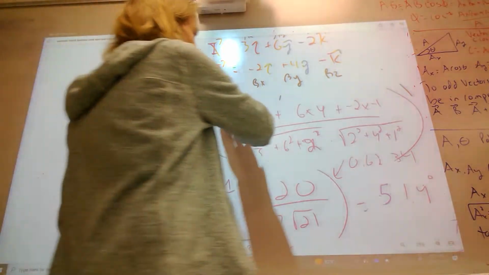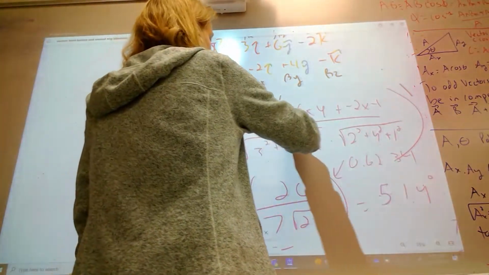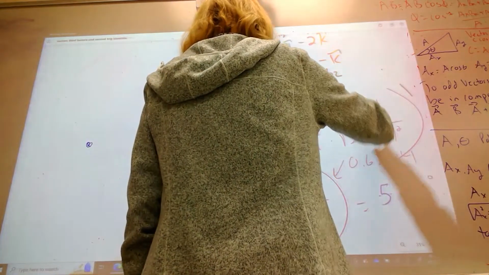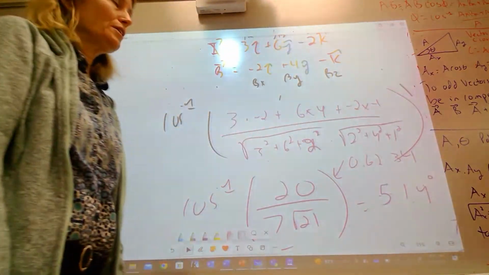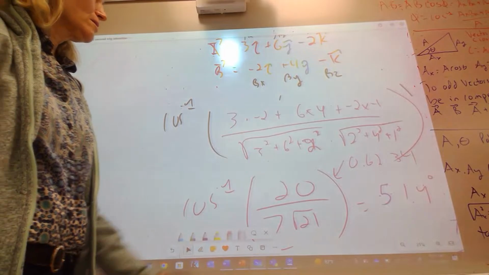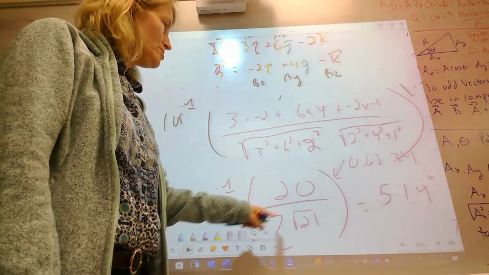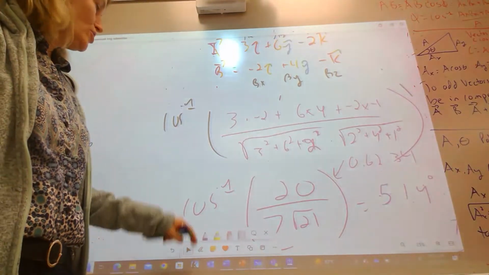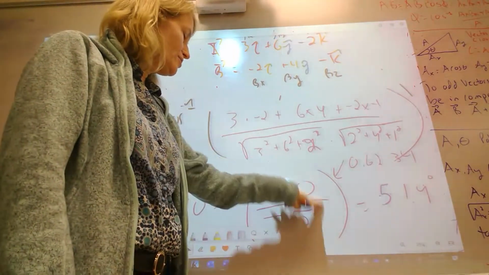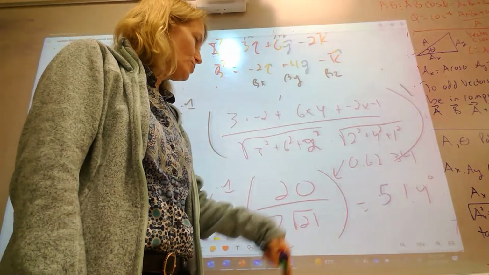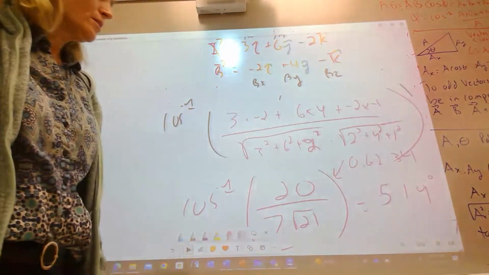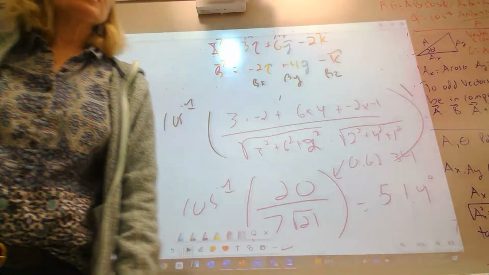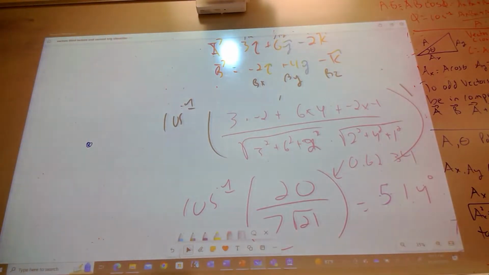So your whole dot product in the top, 3 times minus 2 plus 6 times 4 plus minus 2 times minus 1 comes out to 20. Your magnitude of this one came out to 7. Your magnitude of that one was square root 21. You have to do arc cosine of this entire thing, 20 divided by 7 times radical 21. Comes out to 51.4 degrees. Okay, so this is the angle between two 3D vectors.